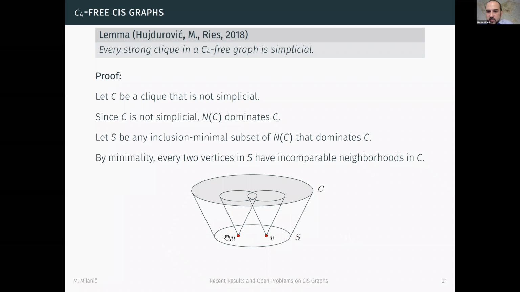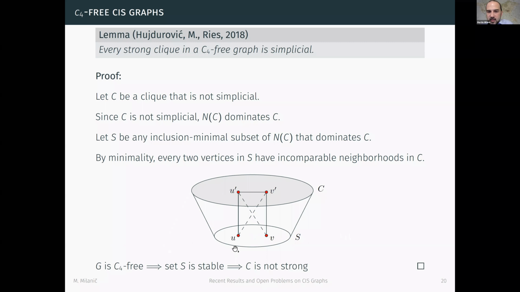So the situation is more like this for any 2 vertices in S. For any two vertices u and v in S, we can find a private neighbor u prime of u, which is not adjacent to v, and a private neighbor v prime of v, which is not adjacent to u. But remember, C is a clique, so u prime and v prime must be adjacent. And also, the graph is C4-free, so we cannot have an edge between u and v. Because this argument holds for any pair of vertices in S, S must be a stable set. So we found a stable set dominating C, and so C is not strong.